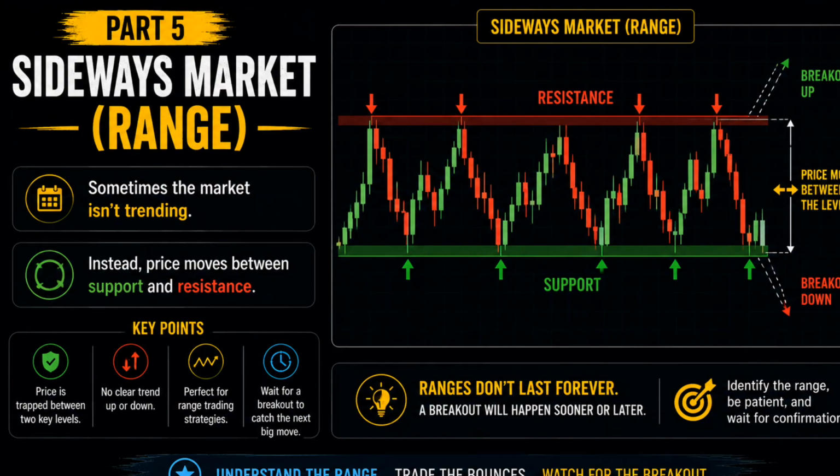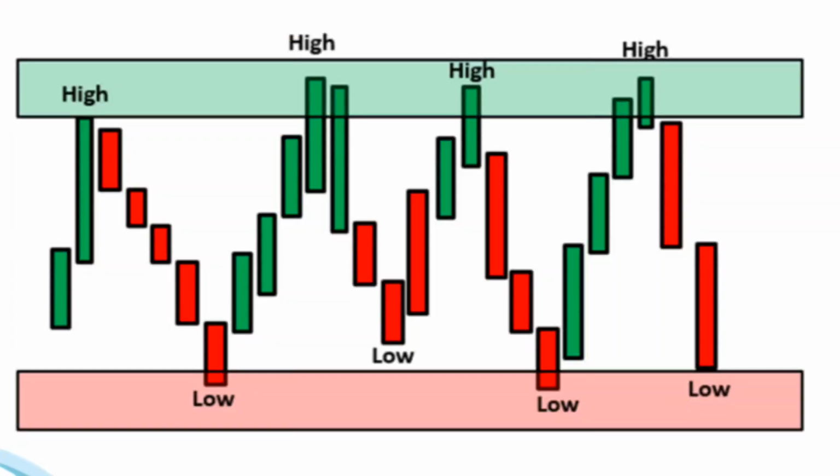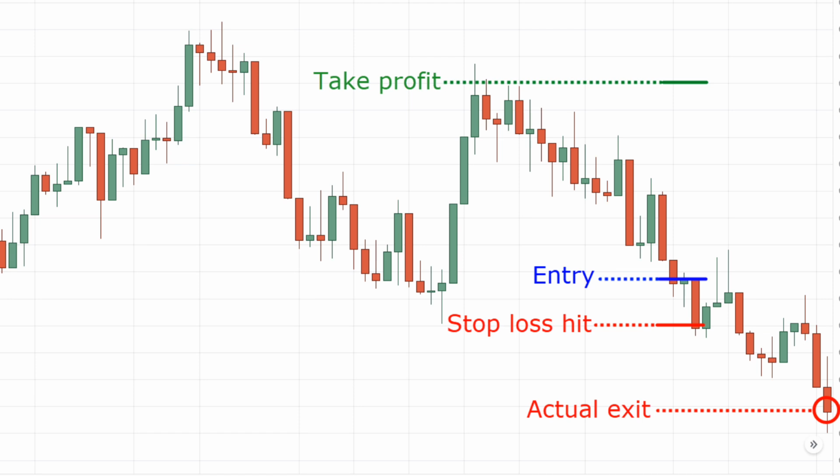Sideways market. Sometimes the market isn't trending. Instead, price moves between support and resistance. This is called a ranging market. In a range, buyers defend support, sellers defend resistance. Price moves sideways. Many beginners lose money by trading a ranging market like a trending market.